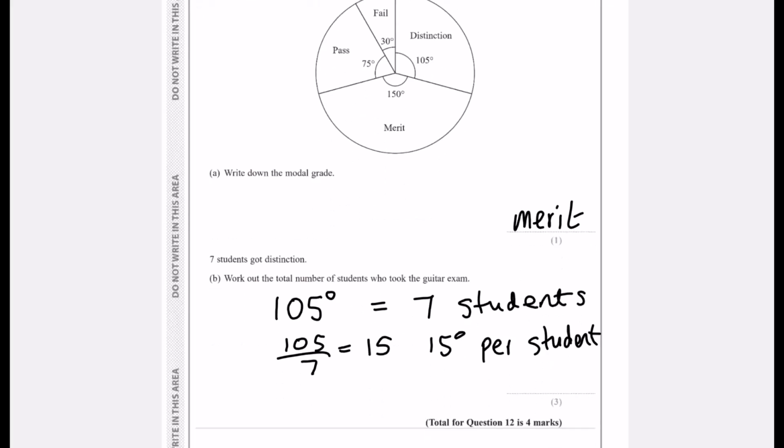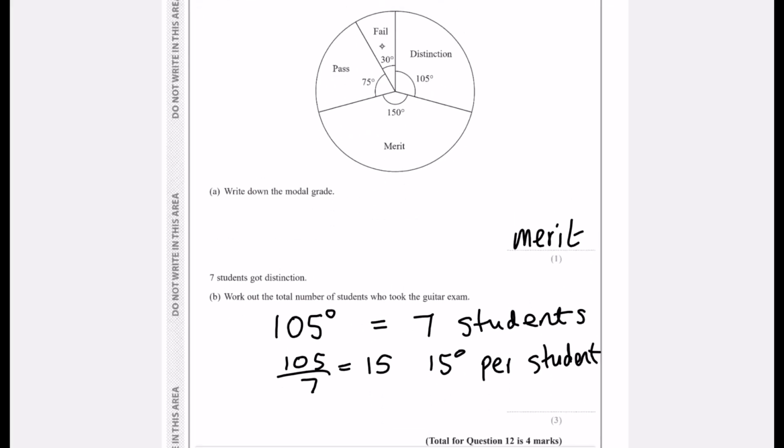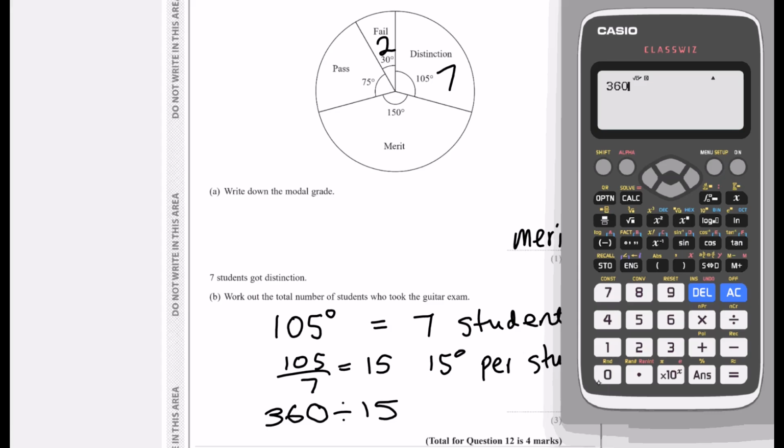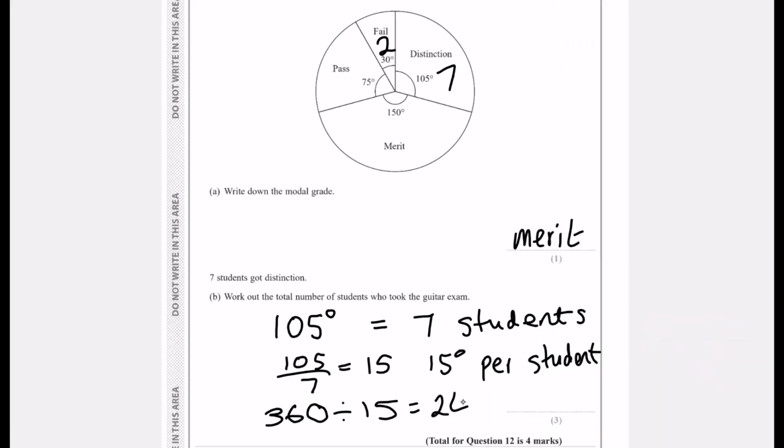And in total, we could work out each one. So fail is 2 15s, so that'd be 2. And we know 7 is distinction, and so on. We could work them out individually. Or we could say the whole way around is 360 degrees. How many 15s make that up? So 360 divided by 15, and that's 24. So in total, there are 24 students.